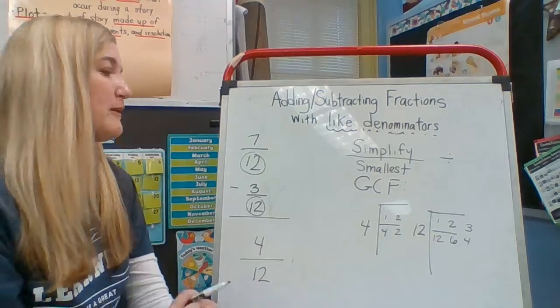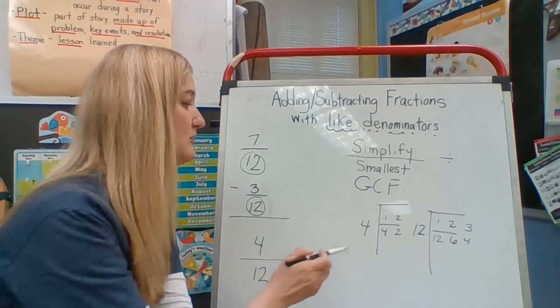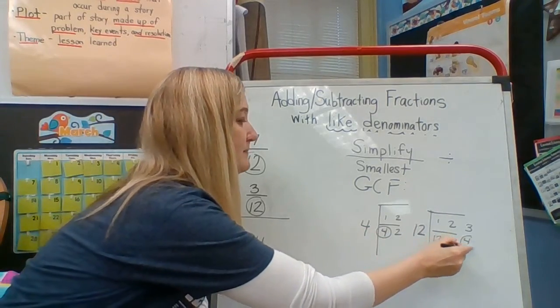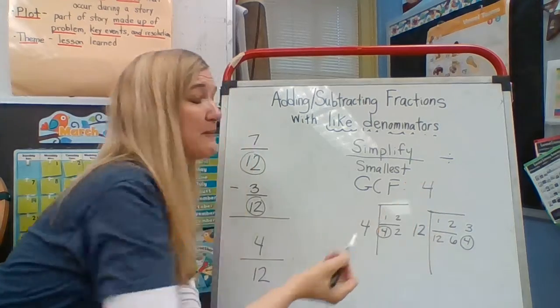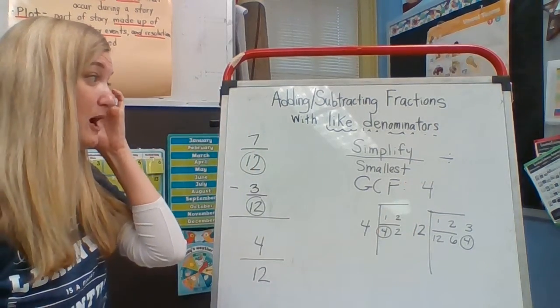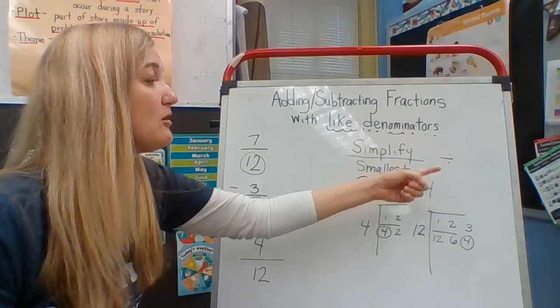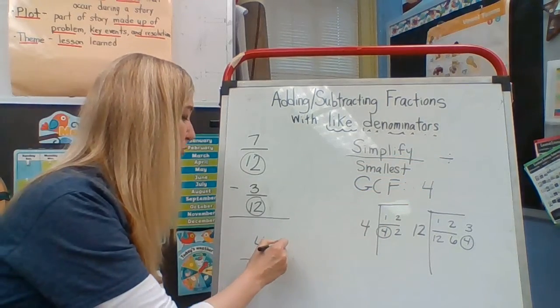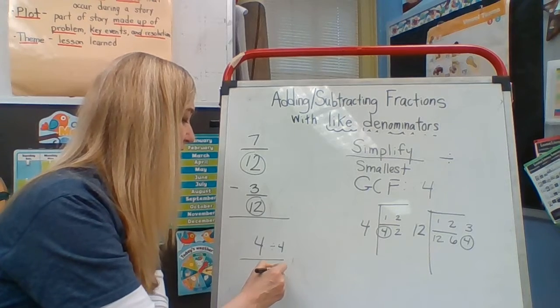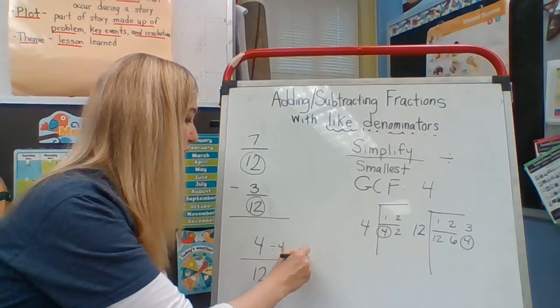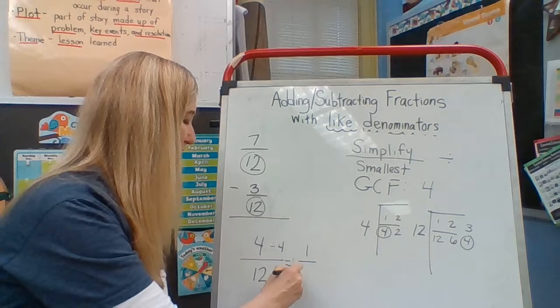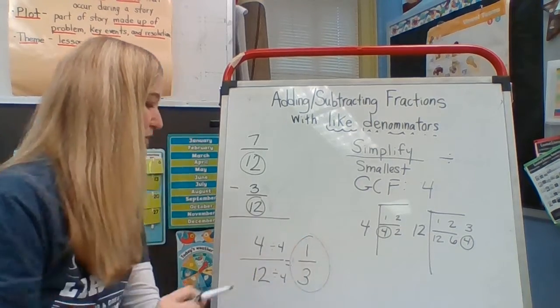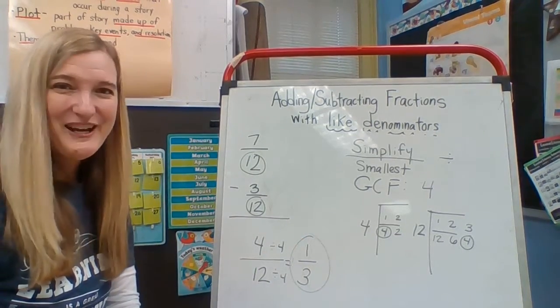So I'm looking back and forth. My greatest common factor between these two is 4. Doesn't mean it's always 4. It just happens to be 4 in the last two problems. All right, so now I need to divide my numerator by 4 and divide my denominator by 4 to make it smaller, simplest form. Simple means smaller. All right, 4 divided by 4 is 1. 12 divided by 4 is 3. 4/12 is simplified to 1/3. Good luck, friends.